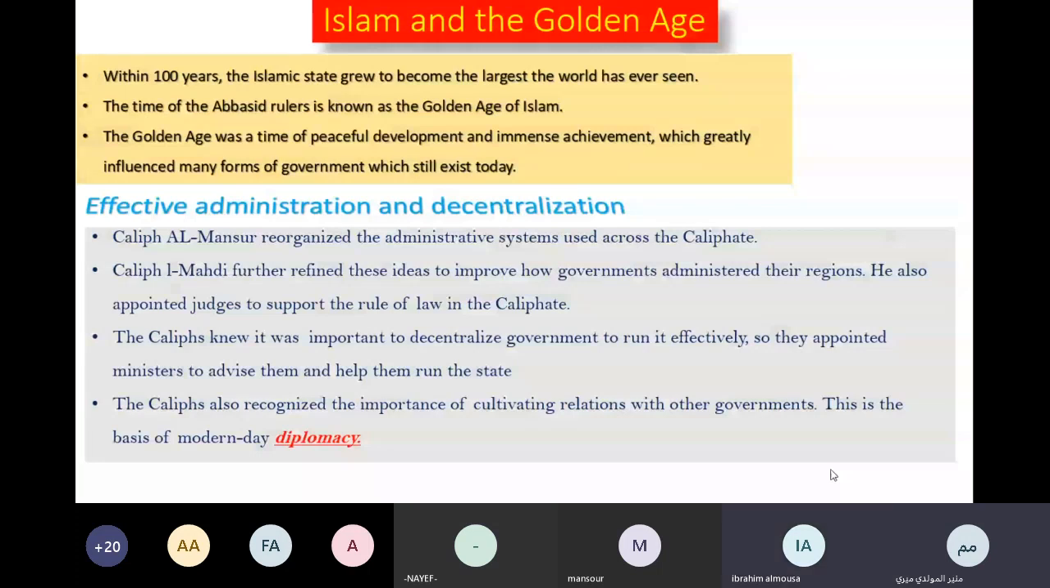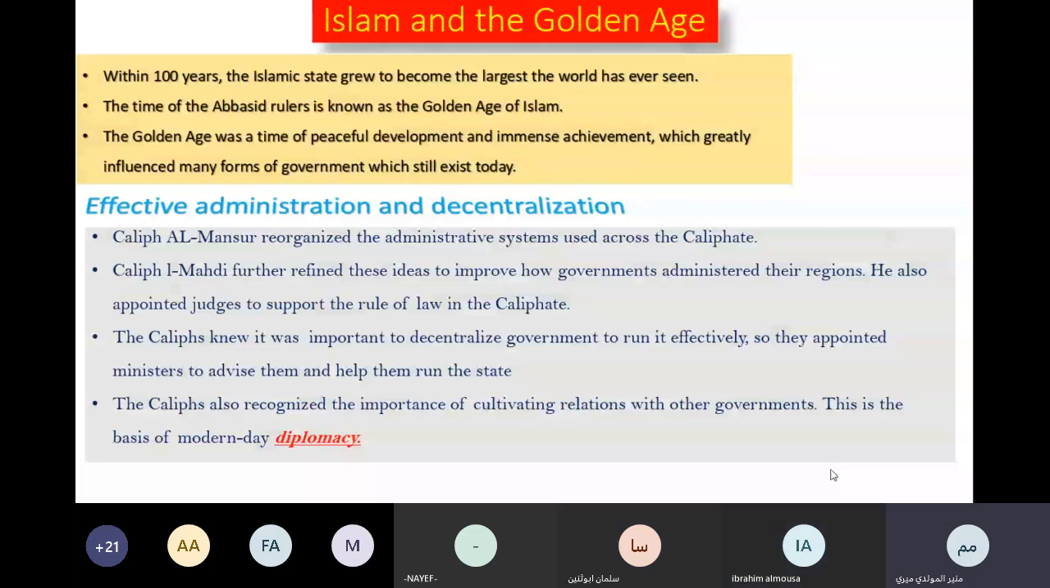The fourth point. The Khalif recognized the importance of cultivating relations, because it's the basis of the modern day. So what did he do exactly? He built relationships with other governments, with other cities, with other countries. Why? Because it is important to have a good relationship with other countries, because this leads to the prosperity of trade, of politics, of economy, etc. And this is the basis of what we call nowadays diplomacy.